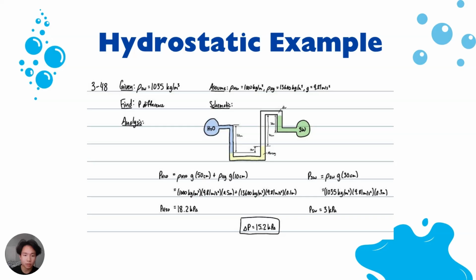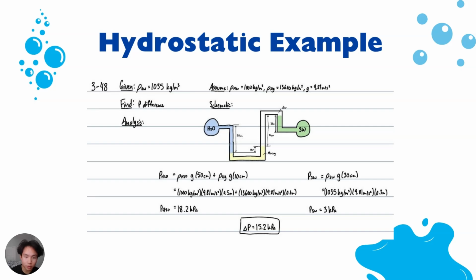This is a homework example I worked on, and we were given the density of salt water here, and we were just told to like search up the density of water and mercury. So these are our assumptions, and we were tasked to find the pressure difference between the point here of water and this point here at salt water.